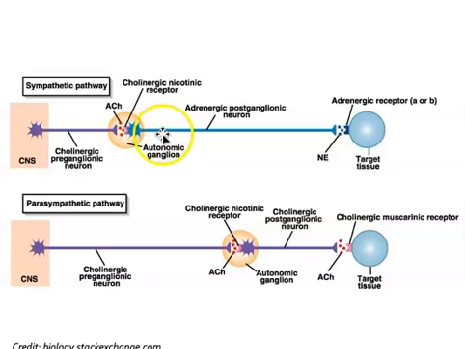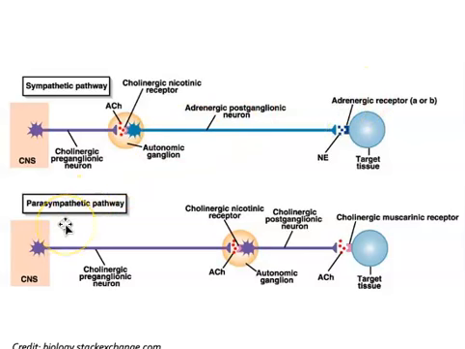That effect will travel down the axon, and it will synapse with the target tissue, whatever that is. At that synapse, since we're on the sympathetic side, we're going to release norepinephrine, and it's going to bind to adrenergic receptors.